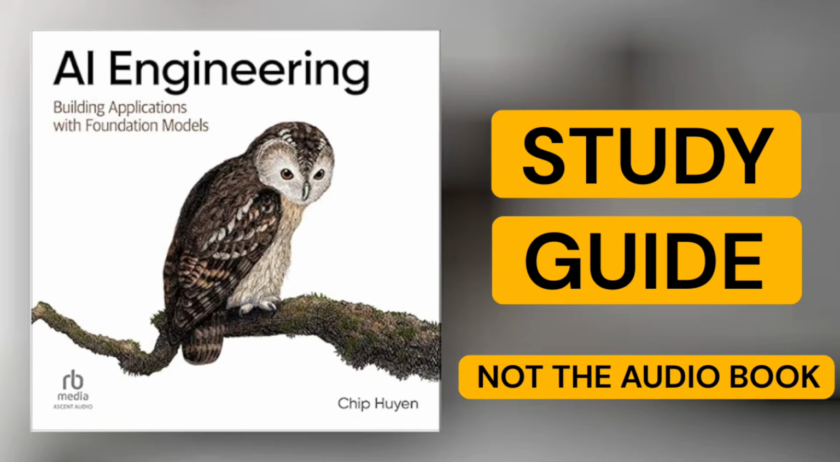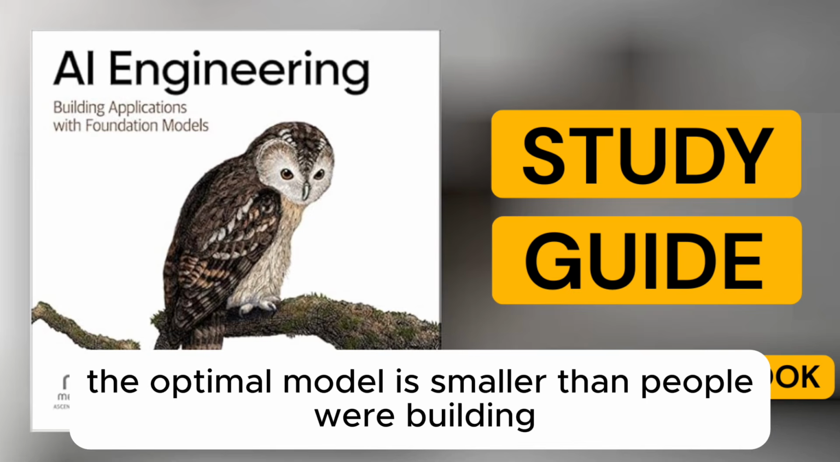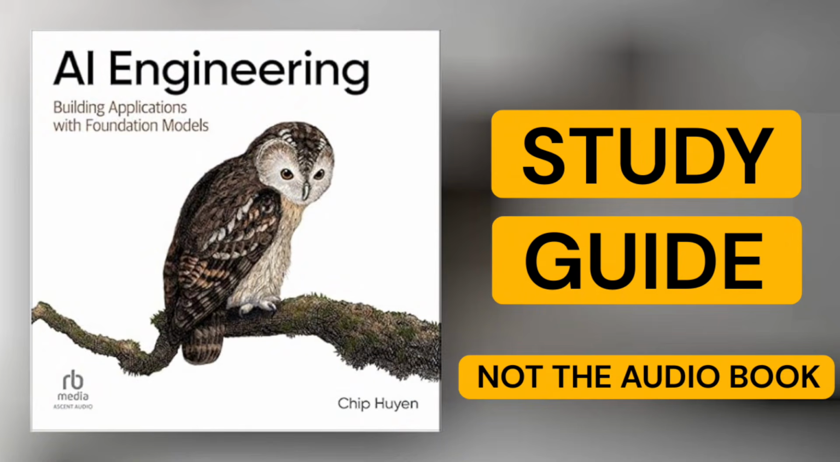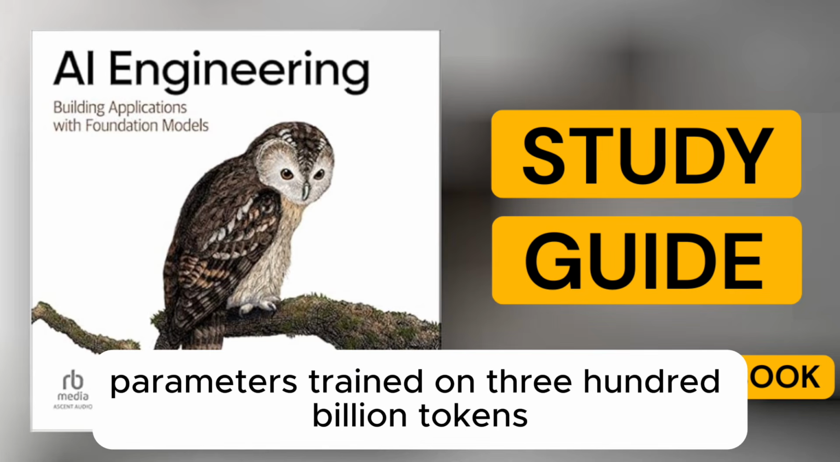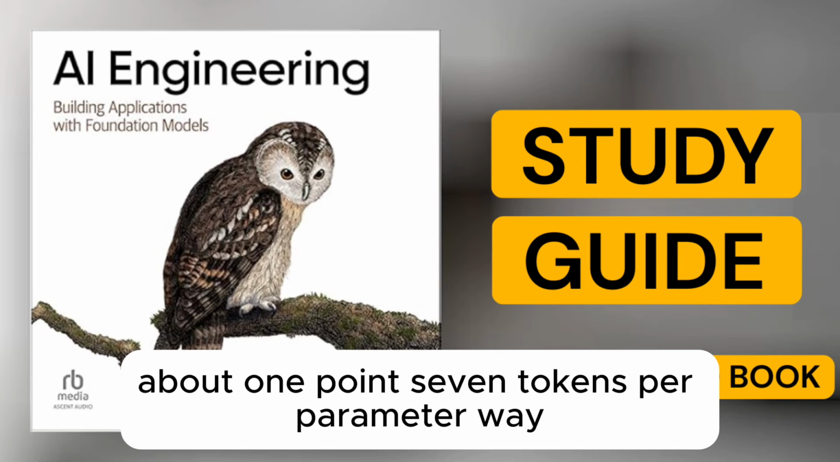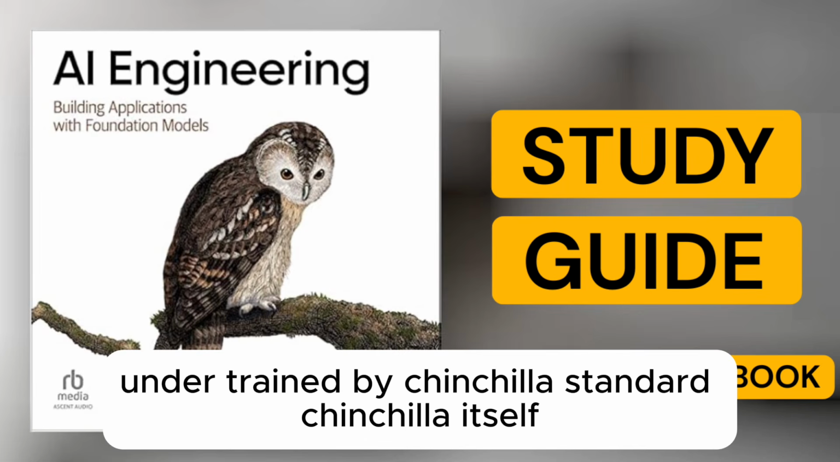The finding: for a fixed compute budget, the optimal model is smaller than people were building and trained on much more data. The specific ratio is roughly 20 training tokens per parameter. Concrete numbers make this real. GPT-3 had 175 billion parameters trained on 300 billion tokens, about 1.7 tokens per parameter. Way undertrained by Chinchilla's standard.